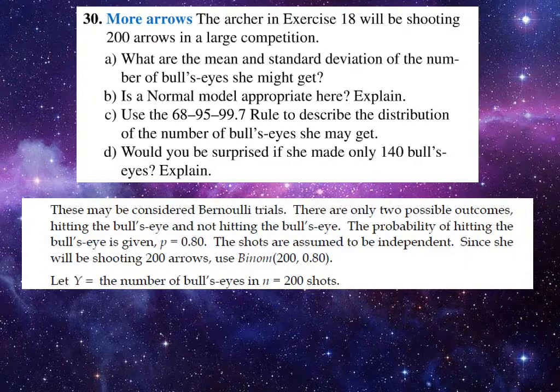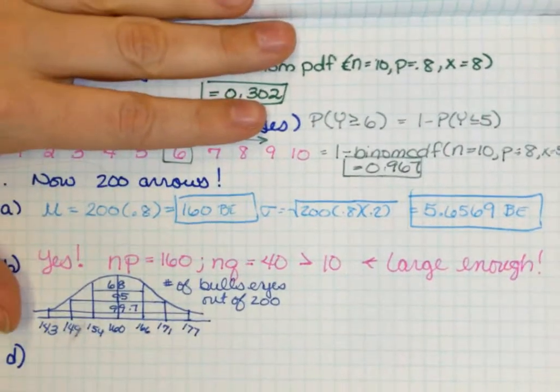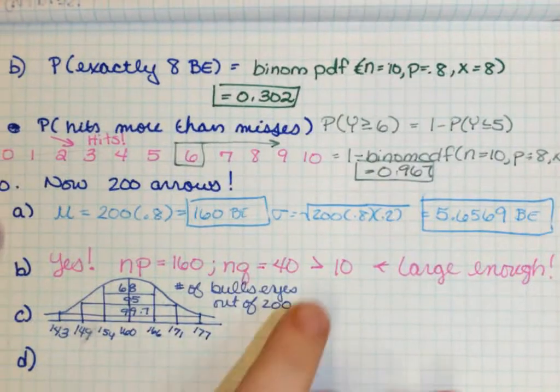160 bullseyes. What is the standard deviation for this? 5.65, 5.67. They don't normally get too angry with you when you round or truncate. So that's what we're looking at for the next one.